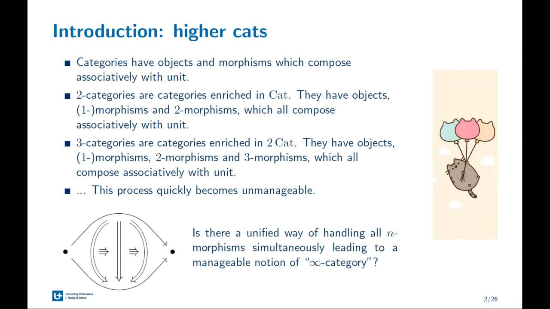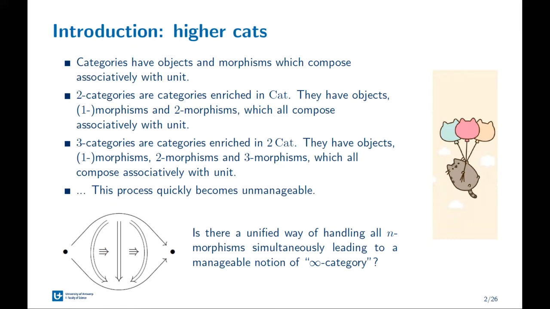And you can see how you can start iterating this, right? Next, you can try to enrich categories in 2Cat. So then the hom sets will be 2-categories, and we not only have objects and morphisms, but also two morphisms and three morphisms. So in the diagram, these are the three-dimensional arrows between the two-dimensional arrows here. And you can keep going with this, and sometimes it's even necessary.